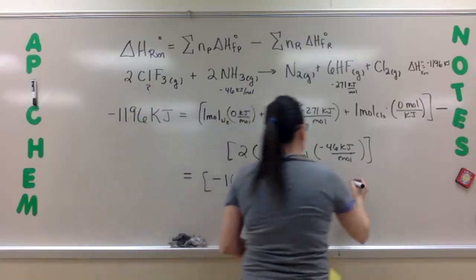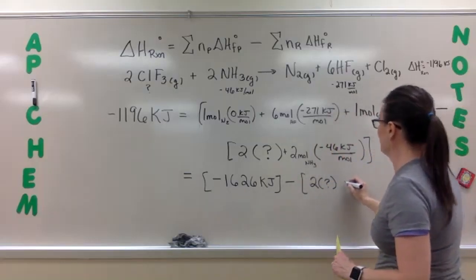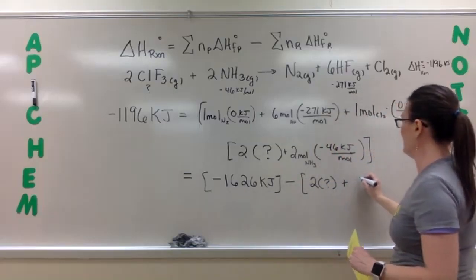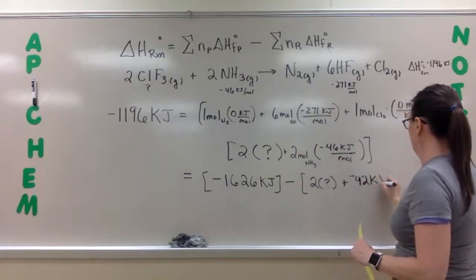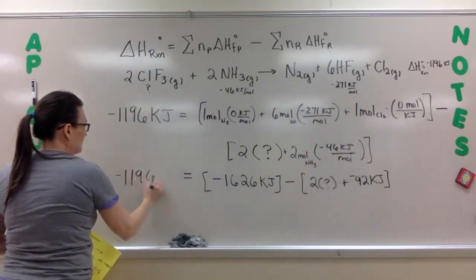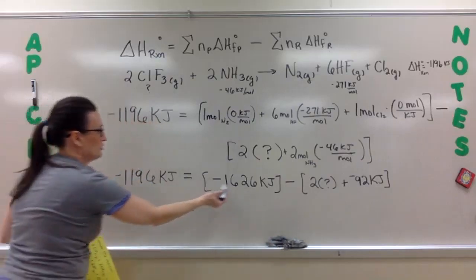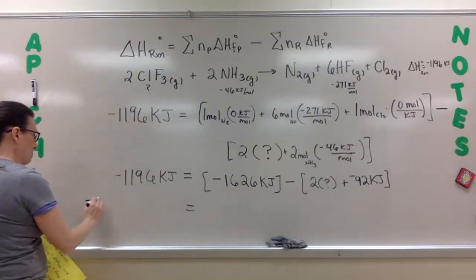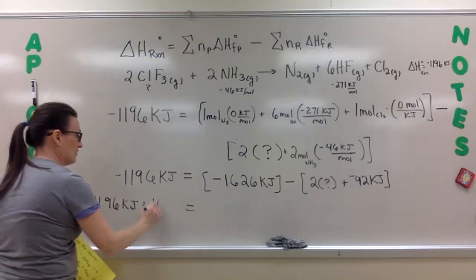Okay, fantastic. And then what is this? I think I can do this, but I don't want to mess it up. So it's going to be plus negative 92. Okay, and then over here we have negative 1196 kilojoules. If we were doing this, what would you do? You put this over here, right? Let's just do it.